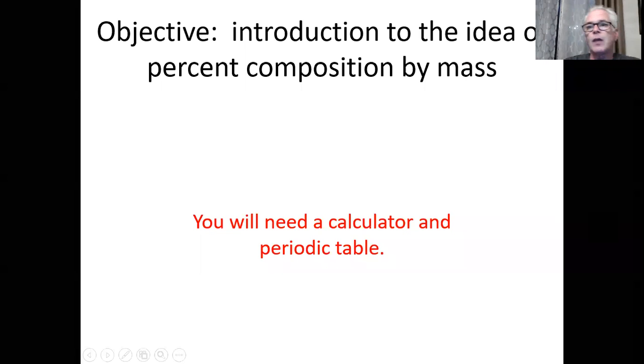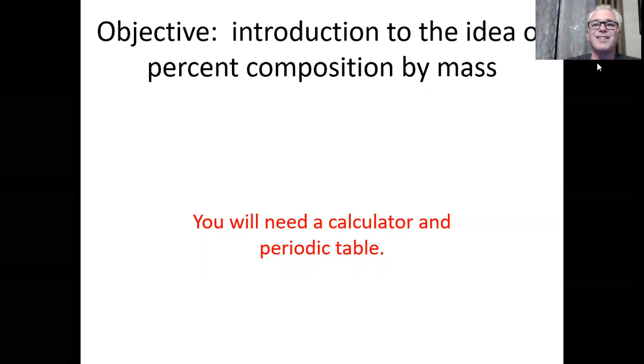Hi, kids. Here we go one more time. Not one last time, one more time. We're going to talk today about what's called the percent composition by mass. You're going to have a calculator and you're going to need your periodic table.